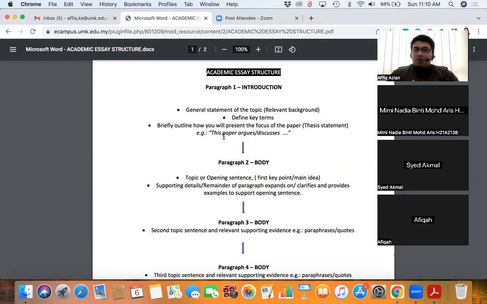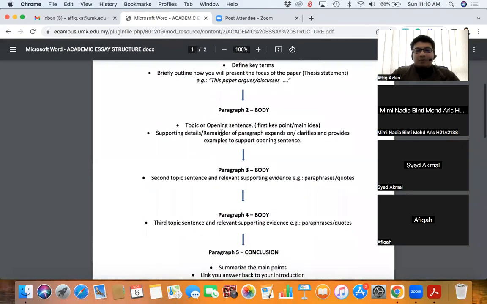Last week we talked about identifying main ideas for each of the paragraphs. So the thesis statement is like the main focus or the main idea of the whole essay. When people read your thesis statement, they will have a clear understanding that these are the things that you are going to discuss in your essay. So a good essay will have a good thesis statement.